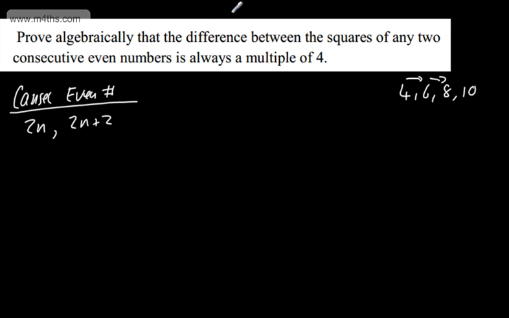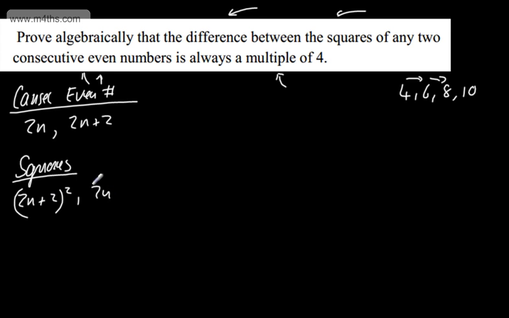So we need to find now the difference of their squares, and we've got our consecutive even numbers. It's going to be a multiple of 4. So what I'm going to do is take the squares, and I like to work with taking the 2n plus 2 first. So we're going to have 2n plus 2, which we're going to square, minus 2n, which we're going to square. It just makes the algebra slightly easier.